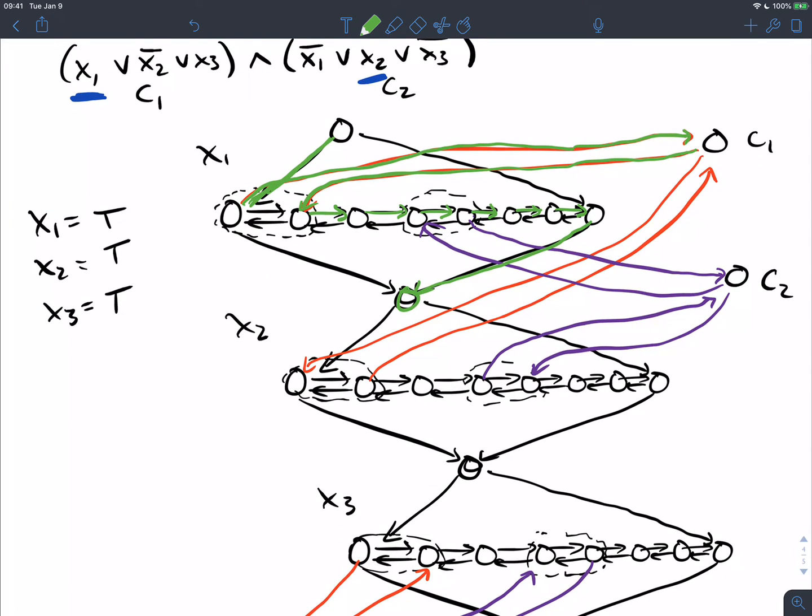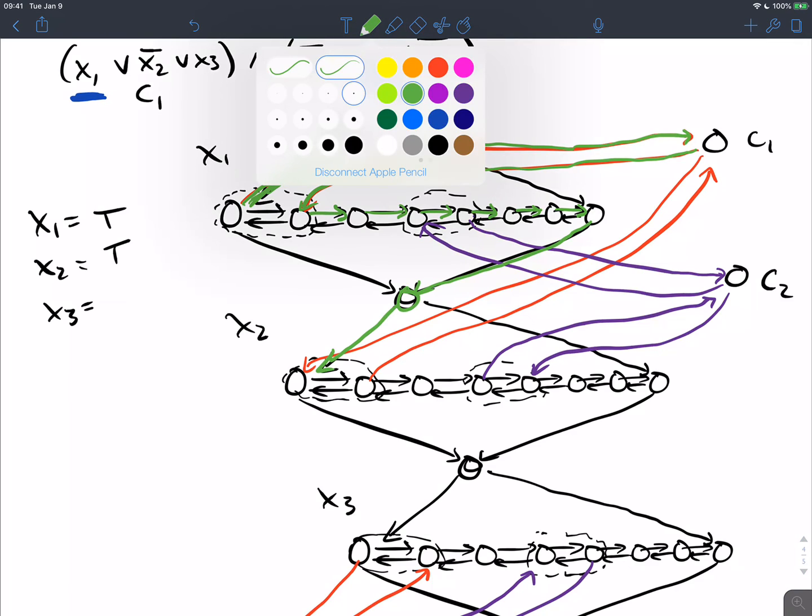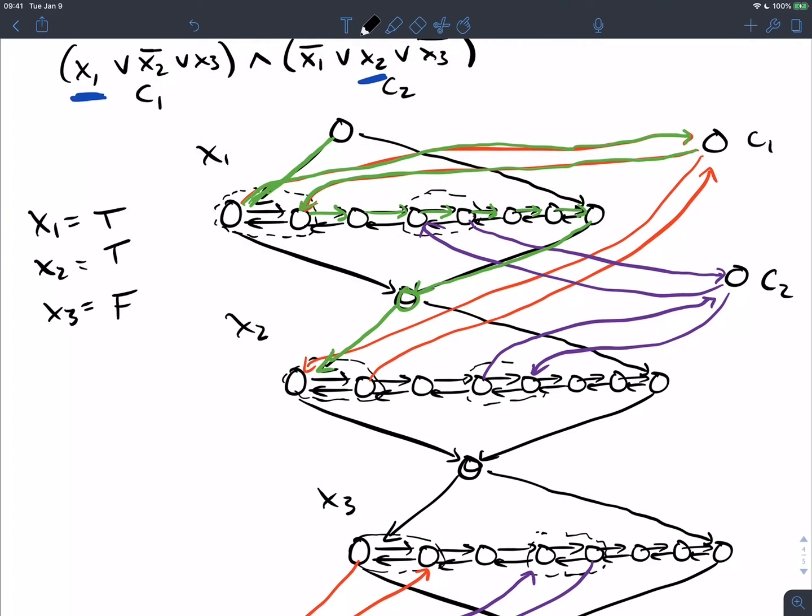Okay, so for X2, we said that one was true as well. So I'm going to go down the same road. Actually, let's make it interesting. Let's change X3 to be false, which I'm allowed to do because X3 can be anything here. But either way, we're in X2. I can't go along the way to C1 in X2 because X2 is going the wrong way, and I'll repeat a vertex. So I have to keep going.